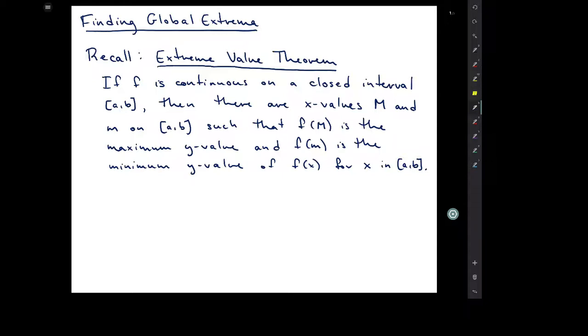So our conversation begins with the extreme value theorem that we've looked at before, which says that if f is a continuous function on a closed interval [a, b], then there are x values, capital M and lowercase m, such that f of capital M is the maximum y value and f of lowercase m is the minimum y value. To paraphrase this a little bit, the idea is that a function f has a global max and min on a closed interval.